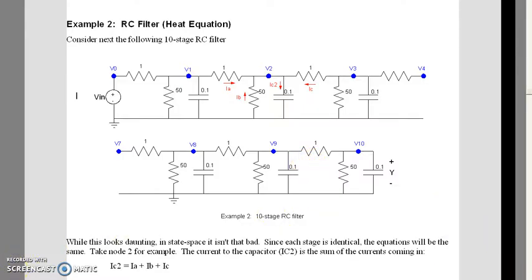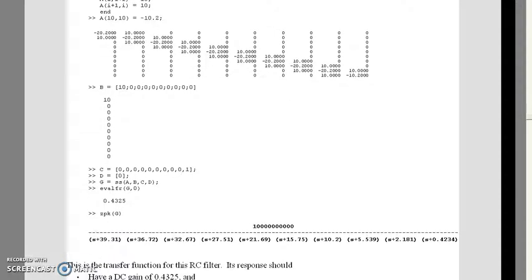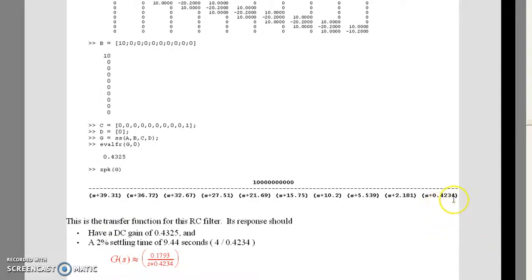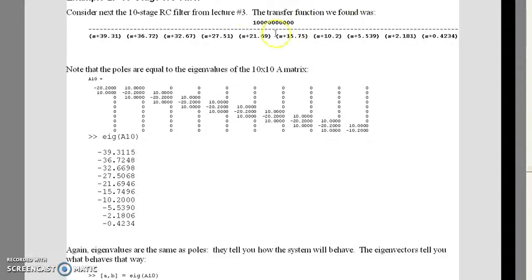It has, in state space, an A matrix, which is negative on the diagonal, 10 on the off diagonals. The transfer function has the dominant pole at minus 0.42 and 9 other poles. The eigenvalues are the same as the poles. If you notice the transfer function, the poles up here are exactly the same as the eigenvalues.